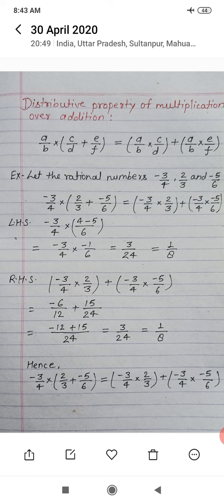For example, let us consider the rational numbers −3/4, 2/3 and −5/6. We have −3/4 × (2/3 + −5/6) = −3/4 × 2/3 + −3/4 × −5/6. We will solve LHS. −3/4 × (4 − 5)/6 = −3/4 × −1/6 = 3/24 = 1/8. We will solve RHS.